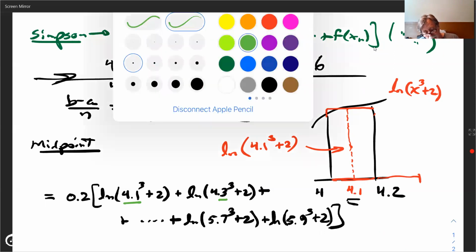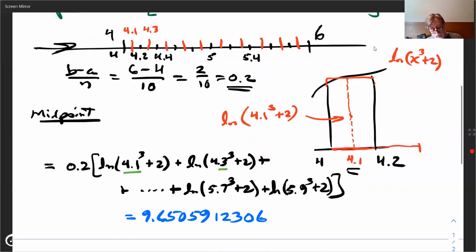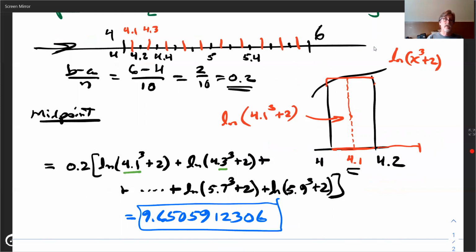And for this, what I got as an answer is the following. So let's see if I got this somewhere. 9.65059, and then I think it's 12306. I recommend that you write out all the numbers that you see in your problem and say, there you go, that's my midpoint approximation of the answer, okay?